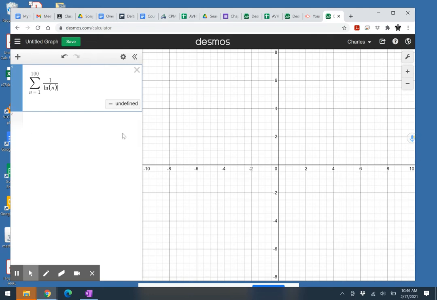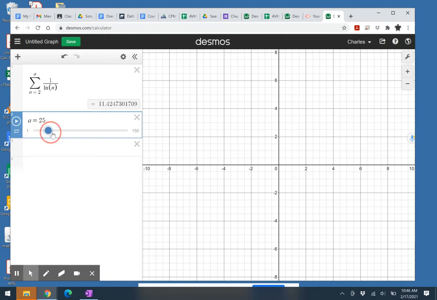And immediately it doesn't like that, so I'm going to say that. Let's say I'm going to change this to A. I'm going to add a slider for A, and I'm going to change this slider up around. And let's see what's happening: it keeps getting bigger.